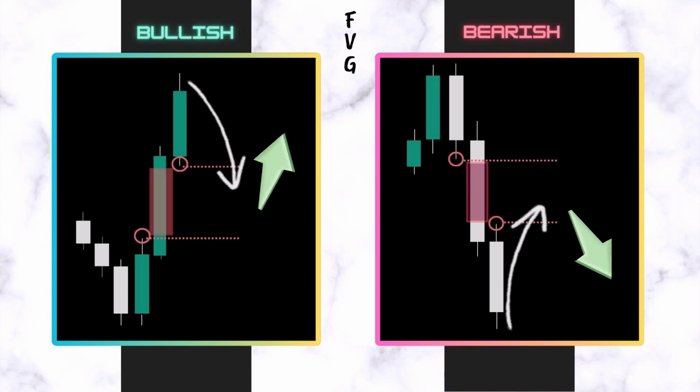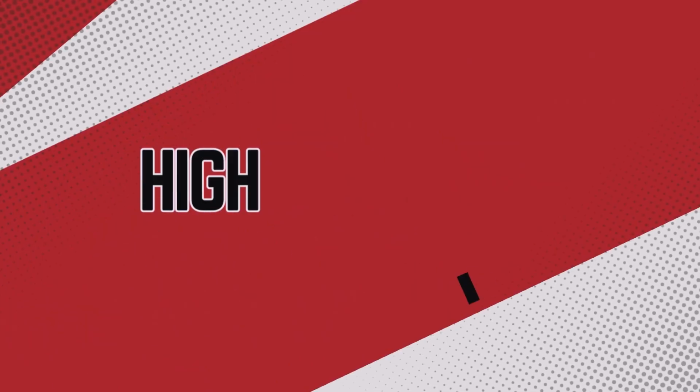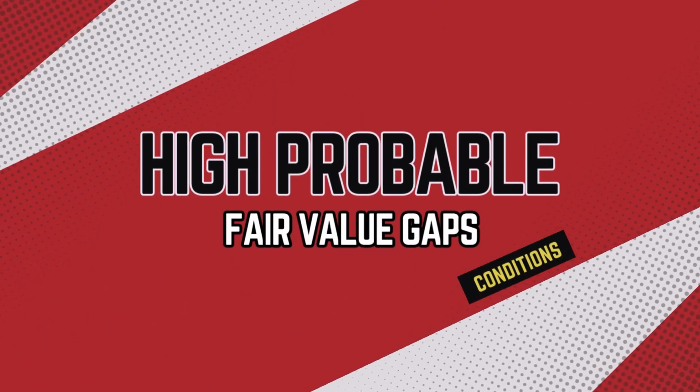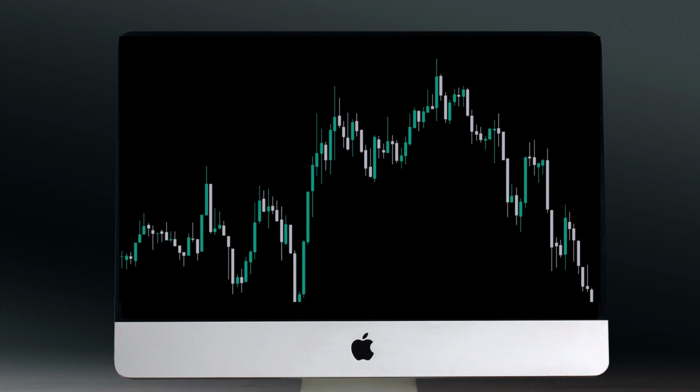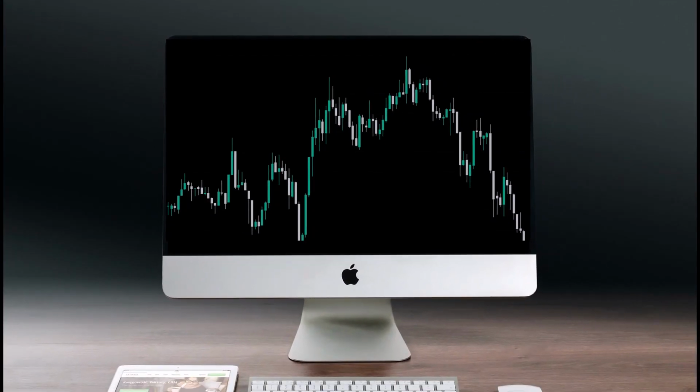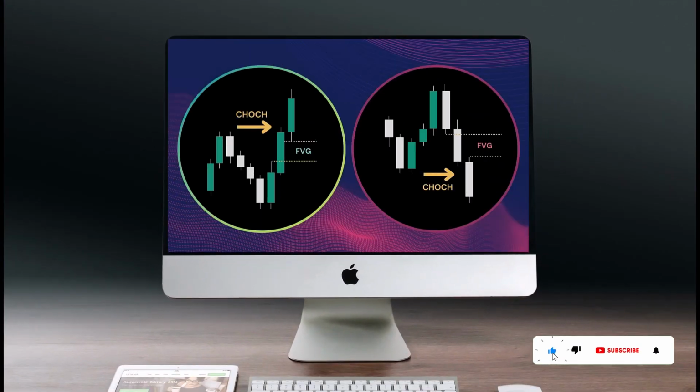Before jumping into trading fair value gaps, let's dive into the key conditions that make a fair value gap worth our attention. Liquidity is the lifeblood of price movements. Before an FVG forms, we want to see some kind of liquidity grab. This guarantees that we're aligned with the smart money that's already in the game. We also look for a shift in market direction. When the market crosses its last swing high in a bullish scenario or the last swing low in a bearish scenario, we call it a change of character. This signals a change in market momentum, and that's when we start paying close attention.